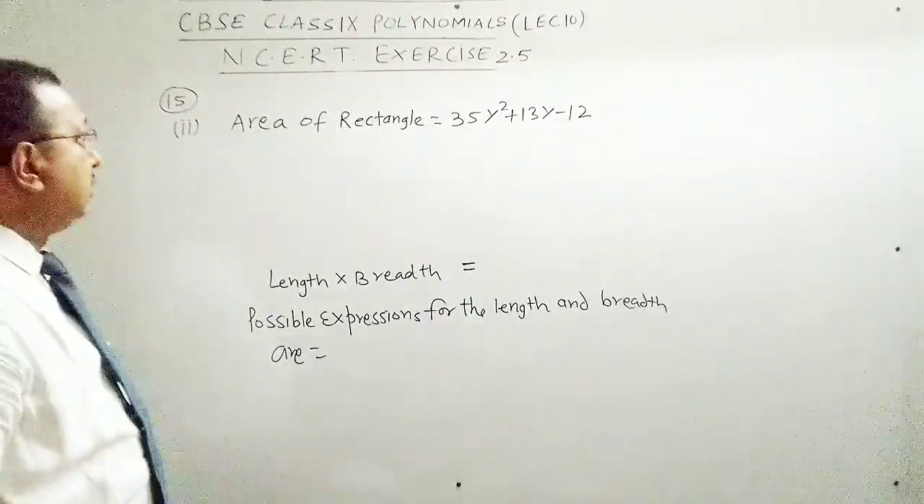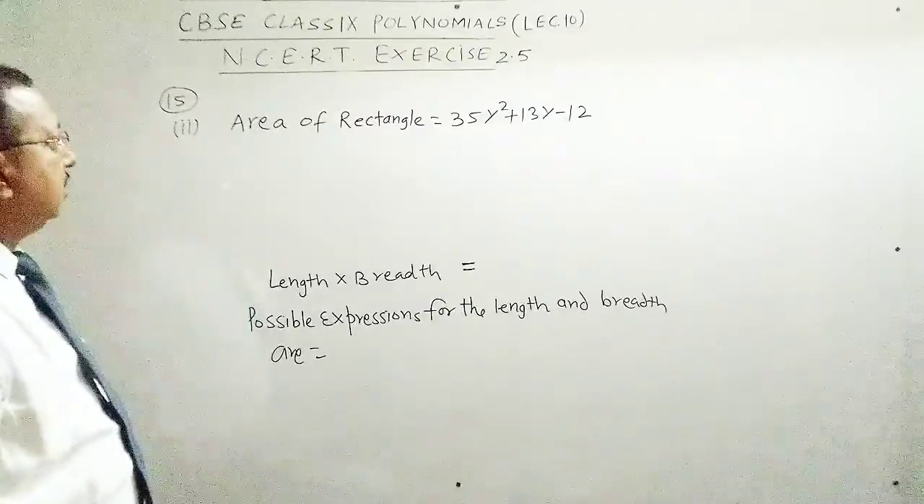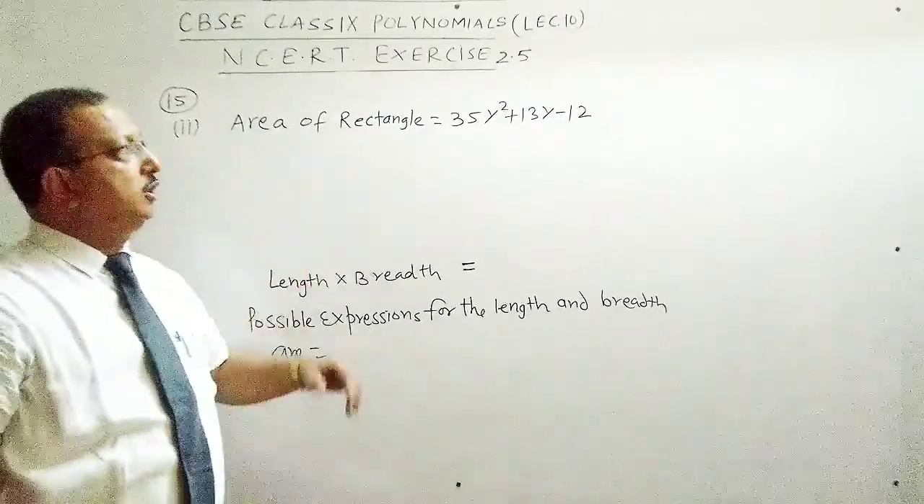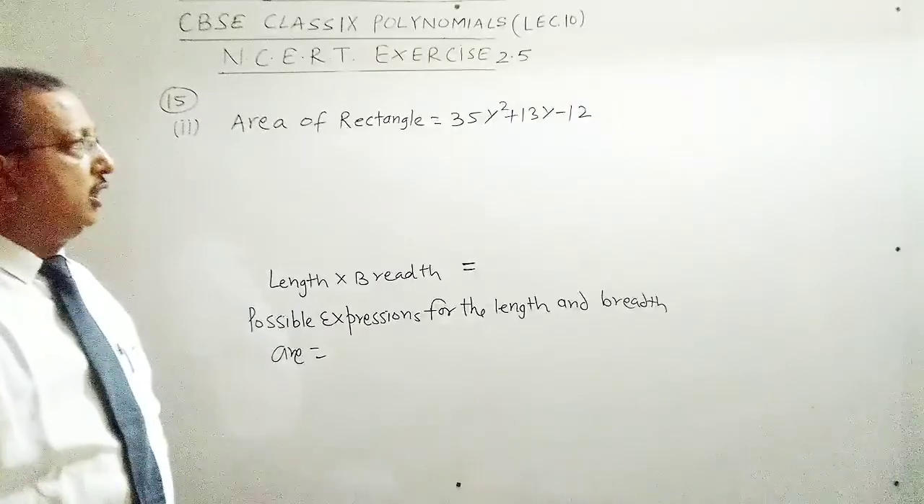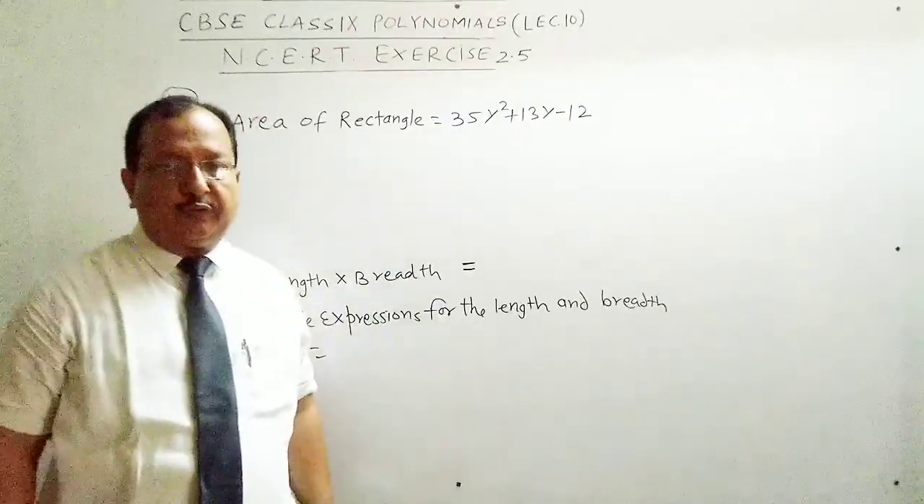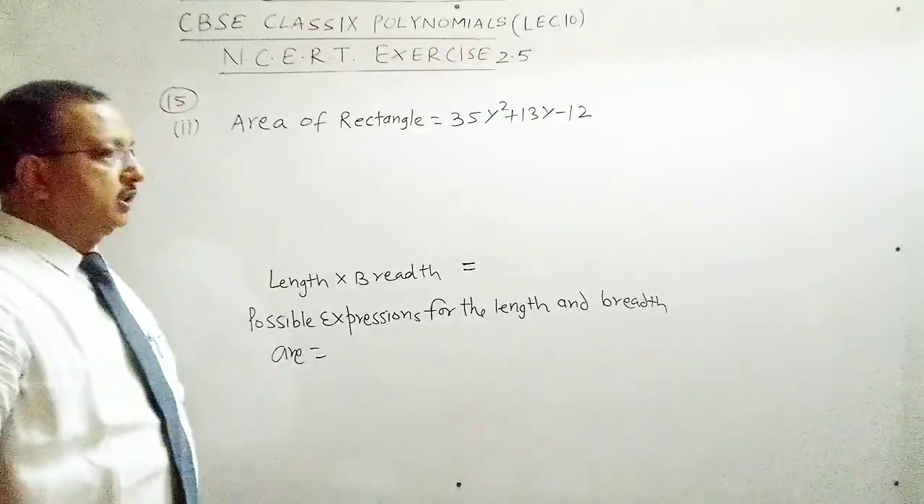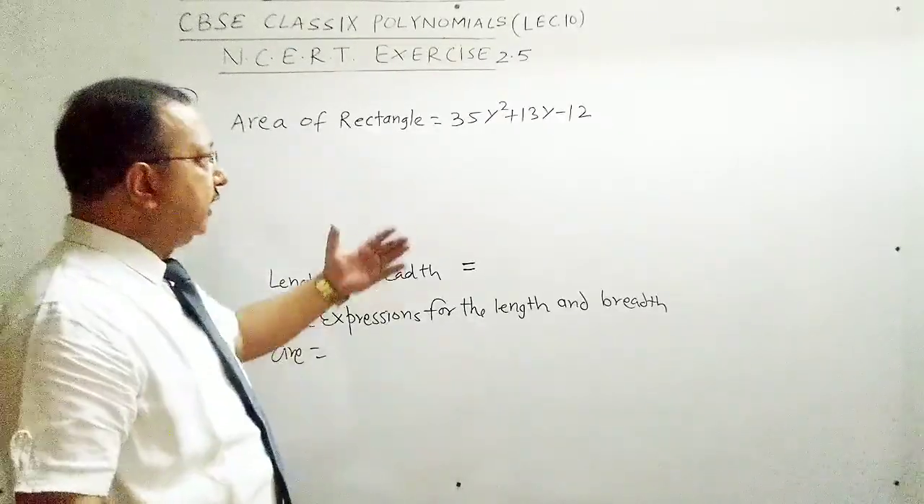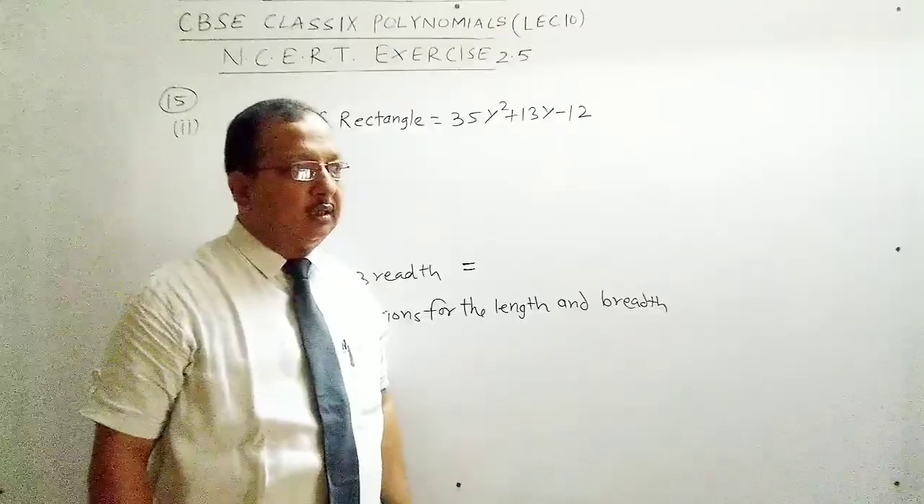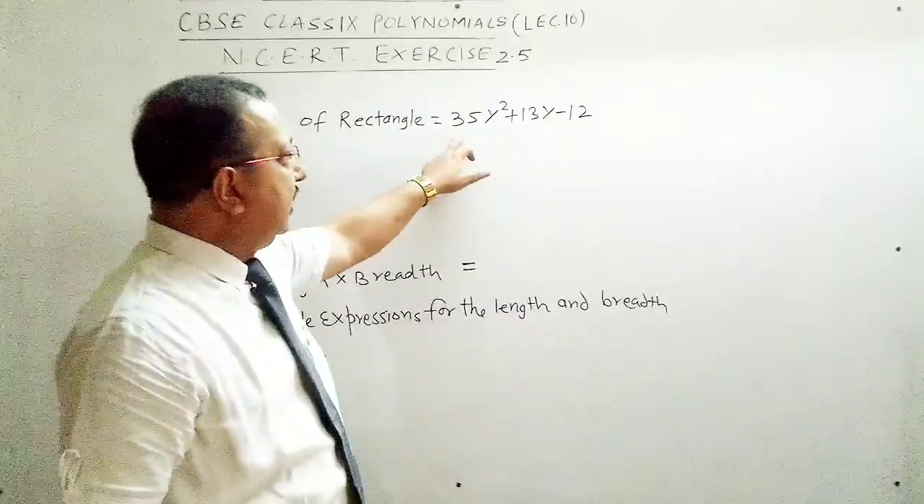The second part of 15th question, area of rectangle is given 35y square plus 13y minus 12, and we have to find the possible expressions for the length and breadth of this rectangle. For that we factorize it by splitting the middle term. So multiply 35 and 12.